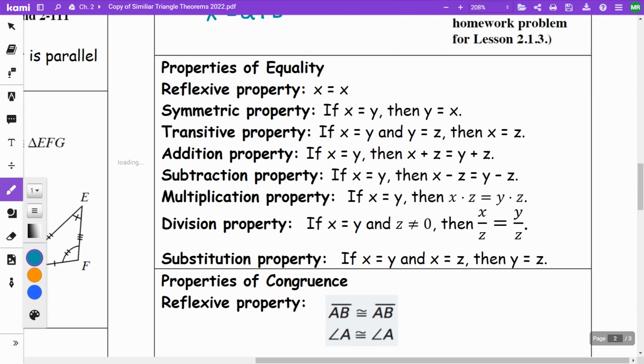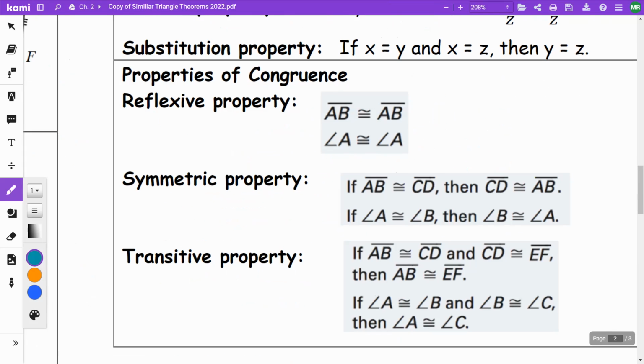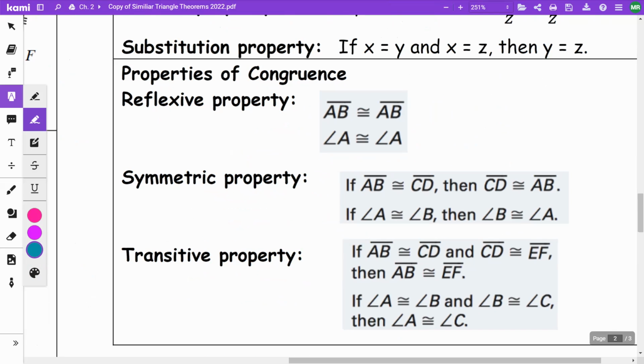These are properties of equality that allow us to solve equations by adding to both sides, subtracting from both sides. So those are here. Sometimes we will refer to some of these properties when we're doing some proofs. The one I wanted to focus on is this one right here. Reflexive property for congruence. So we have two of them here, talking about the sides that are the same and talking about the angles that are the same.